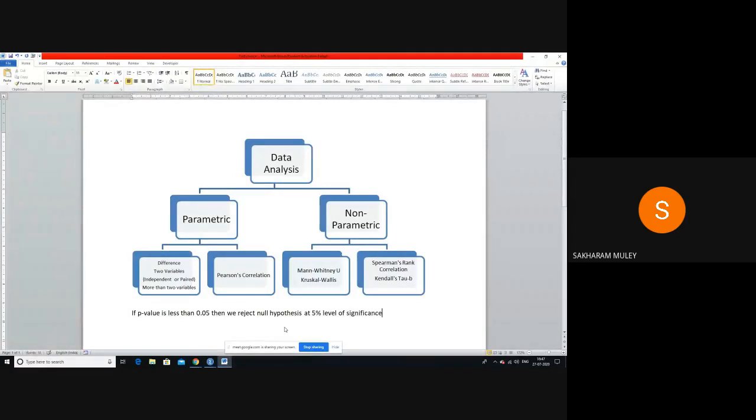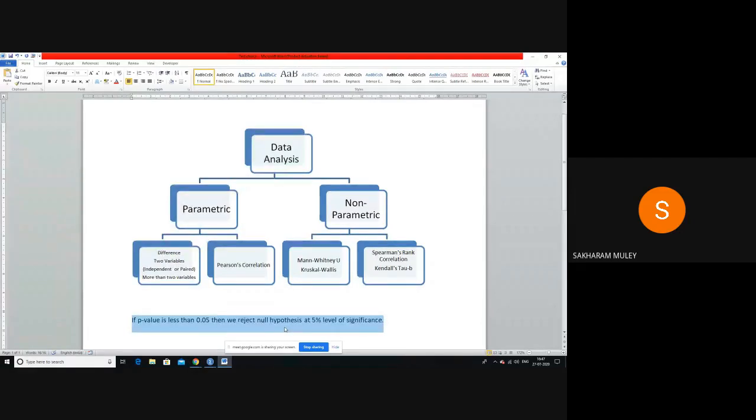Okay. What if 1%? 5% level of significance means 95% confidence interval. 1% means 99% confidence interval. I am assuming that you are aware of all these concepts. Now, if the p-value is greater than 0.05, then we do not reject the null hypothesis.